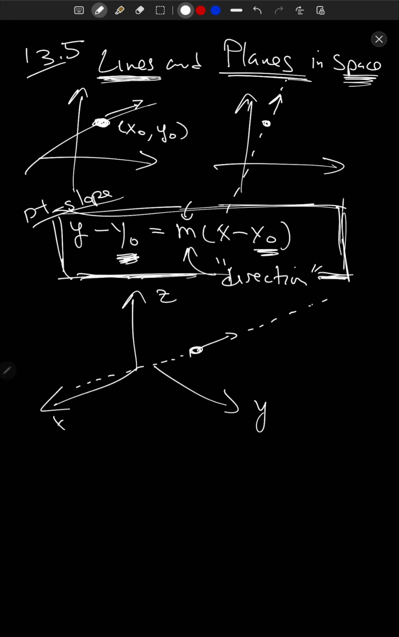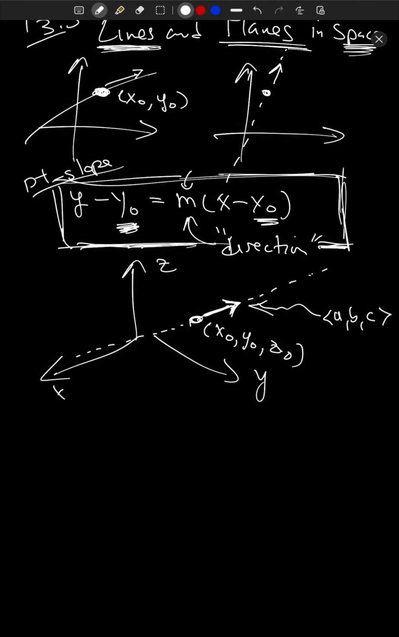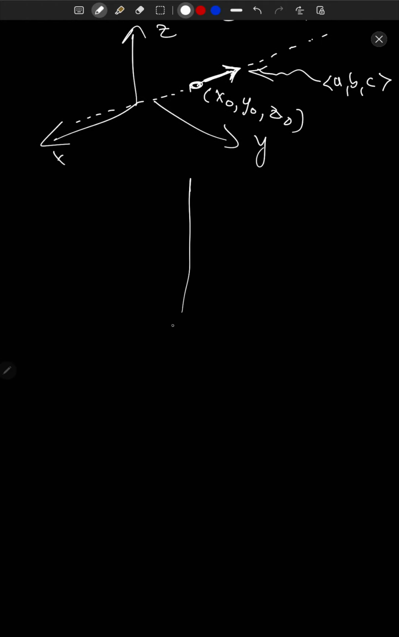Now the great thing is we now have the technology to talk about directions in terms of vectors. So let's try to express a line that passes through a point (x0, y0, z0) and that has direction described by the vector ⟨a, b, c⟩. So the point of view we're going to take is like this. Let me draw the space again, or R3 again.